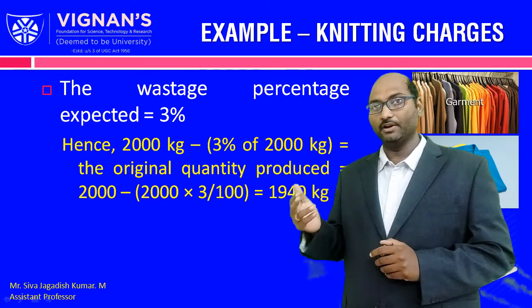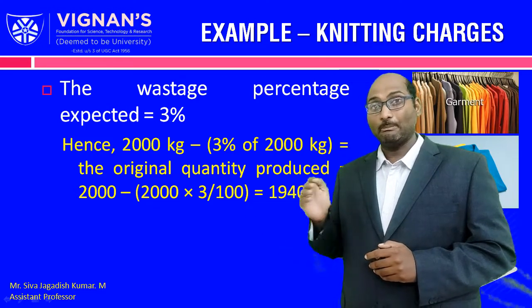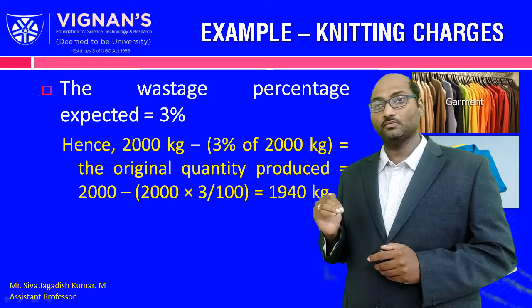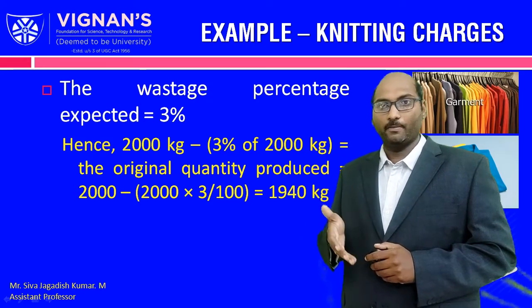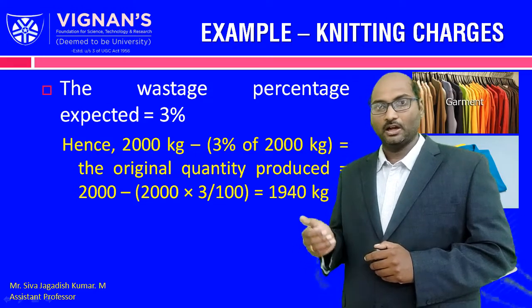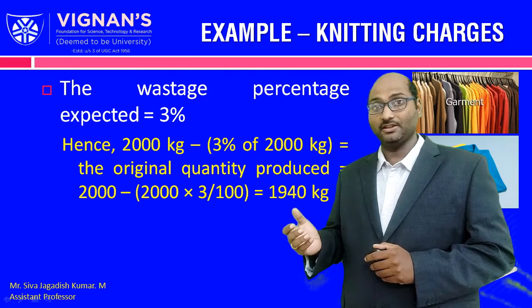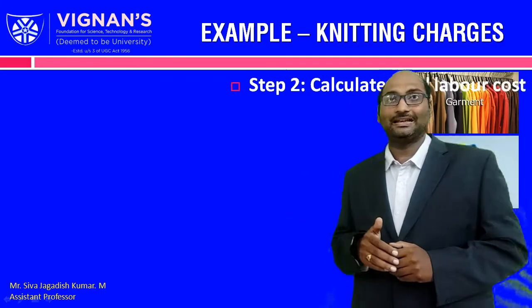In order to convert this 2000 kg of yarn into 1940 kg of fabric, what is the cost involved per kg, given these assumptions: operator wages are 250, helper wages are 150, and productivity is 85 kg per shift. That is what we are doing in this example.